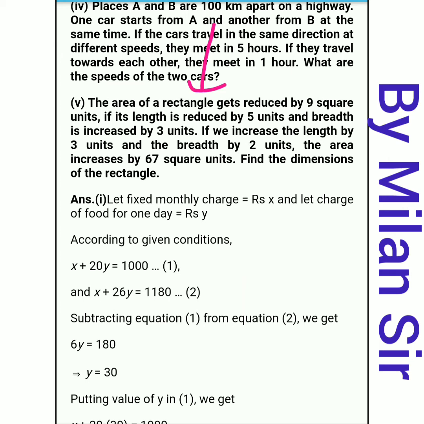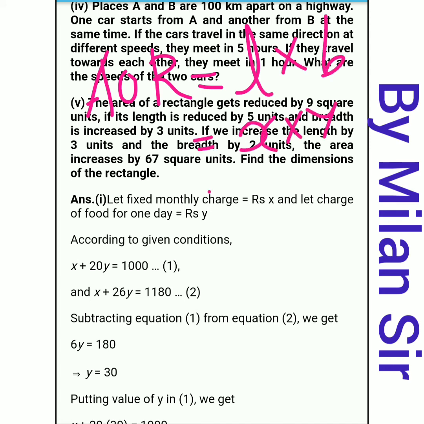The area of a rectangle gets reduced by 9 square units if its length is reduced by 5 units and the breadth is increased by 3 units. Initially, area of rectangle, in short AOR, is length multiplied by breadth. Length x, breadth y. So initially we have area of rectangle equals xy.